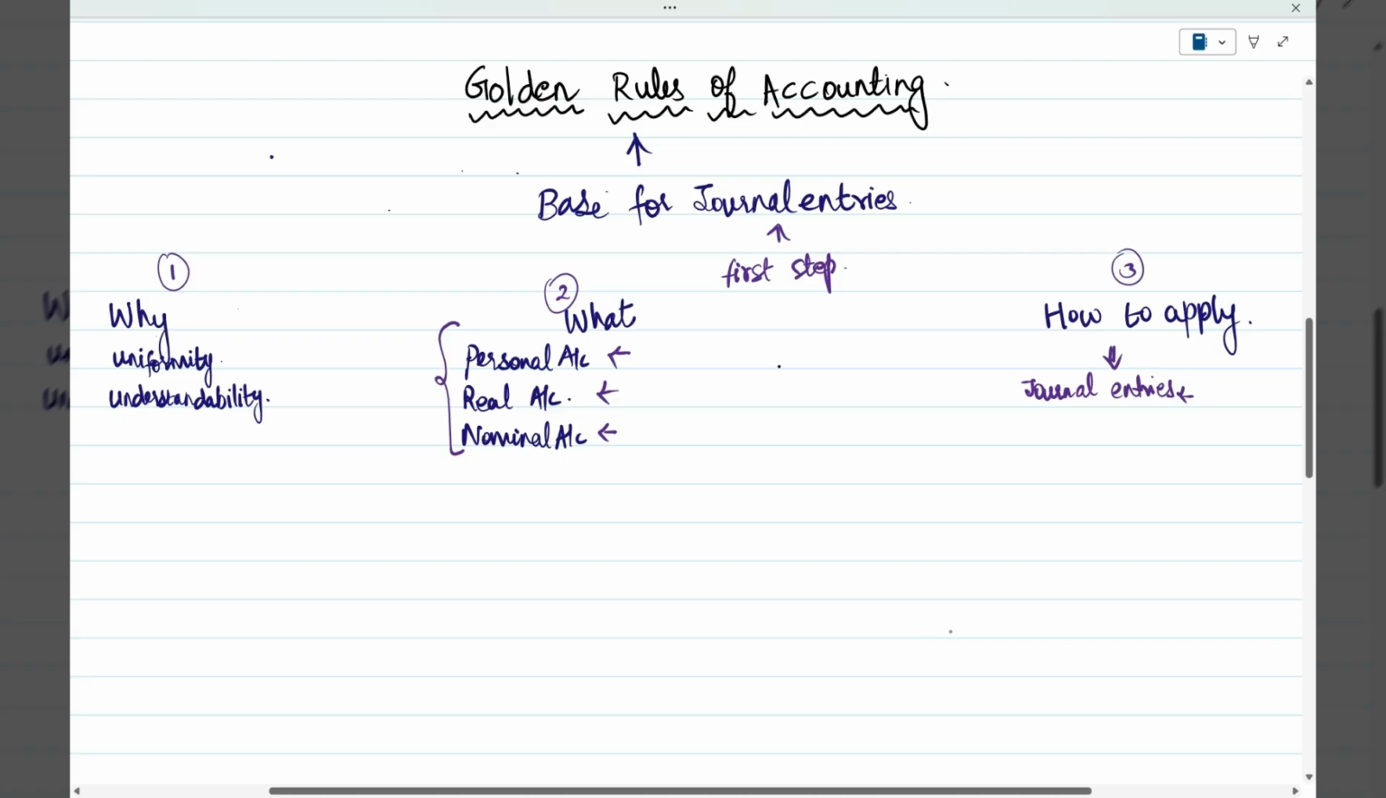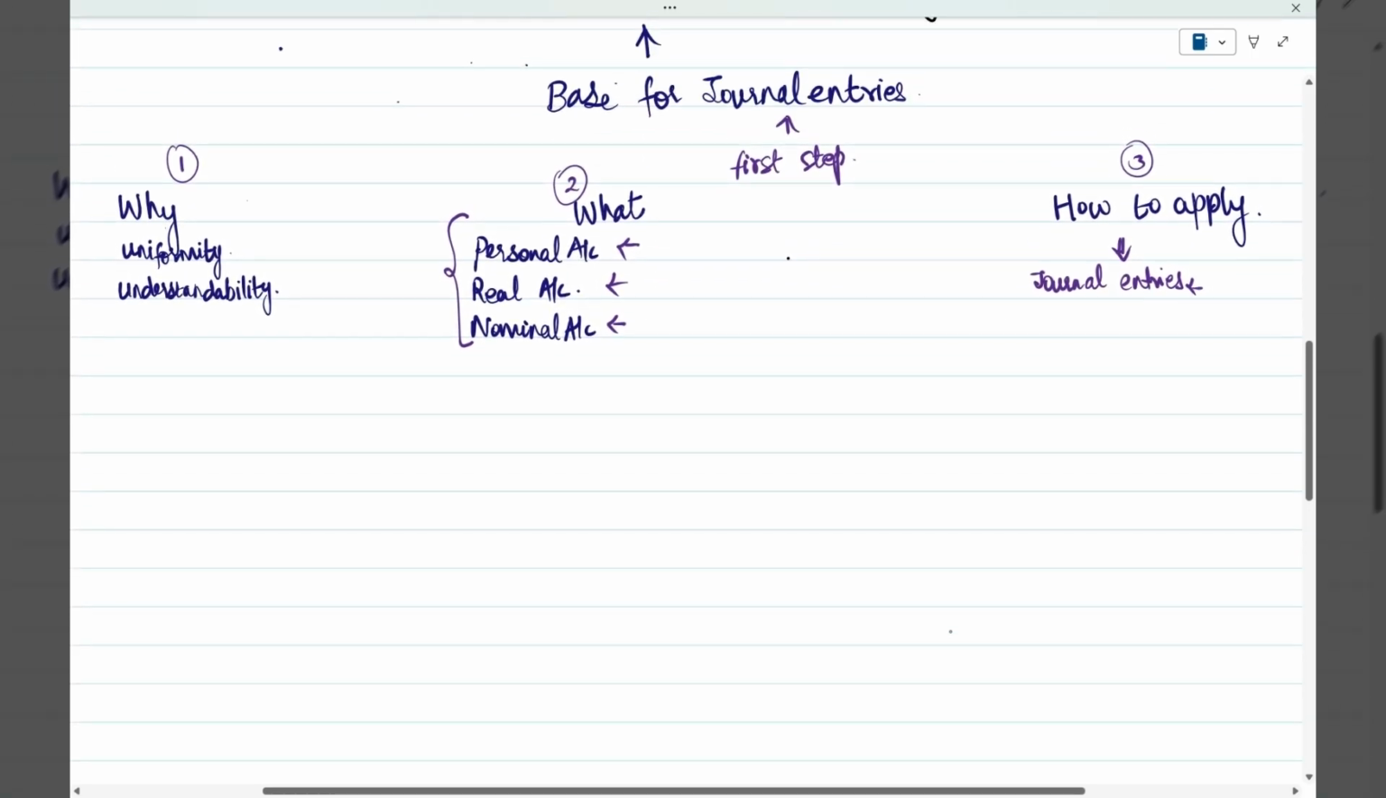With this understanding, now we will proceed further on what these golden rules of accounting are. Why do we need the golden rules of accounting? It is mainly because if all the companies and entities which are preparing financial statements follow a specified way of preparing them, then what happens? It helps in uniformity, so the entities can compare their performance against other entities or competitors. And it also helps in the understandability of the financial statements for their own owners and shareholders.